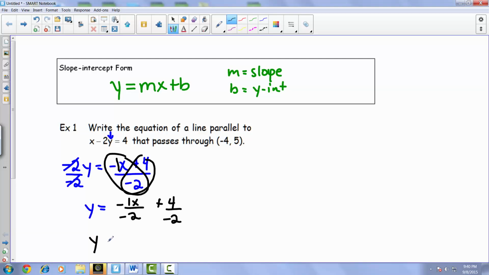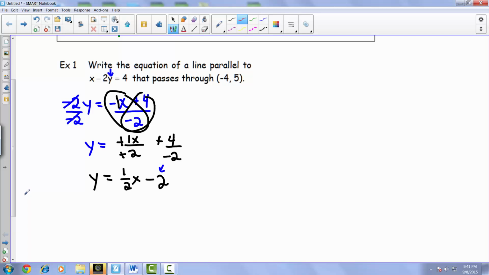Now, simplifying things a little bit, we end up with -1 divided by -2. We have a negative divided by a negative, that's a positive. So really we have 1/2 x. And then 4 divided by -2 just gives us -2. Now, we really didn't have to worry too much about finding this specific value, this -2. But that's okay, because again, it's really nice practice just to be thorough and put it into that slope-intercept form, y is equal to mx plus b.